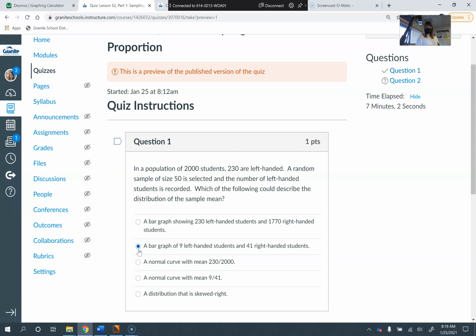A normal curve with a mean of 11.5. No, that's the sampling distribution. A normal curve with a mean of 9 over 41? Nope. A distribution that is skewed right? No. So the only option is this bar graph, because in our sample distribution, they were all bar graphs. Is it okay that they're frequency instead of relative frequency? Yes. Are you okay on that one now?